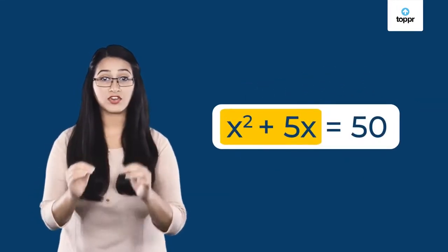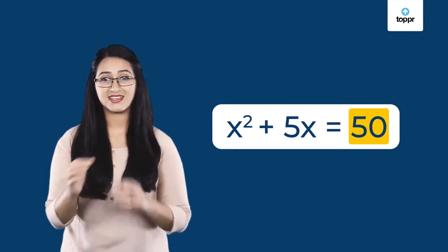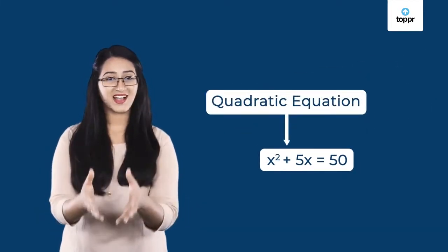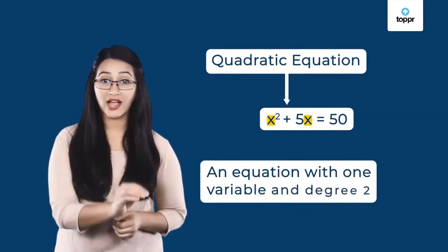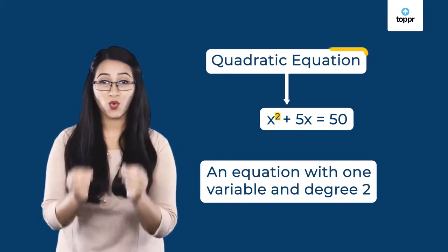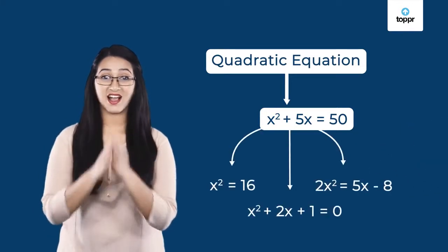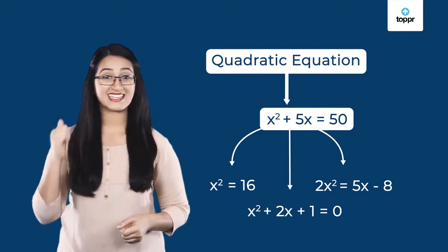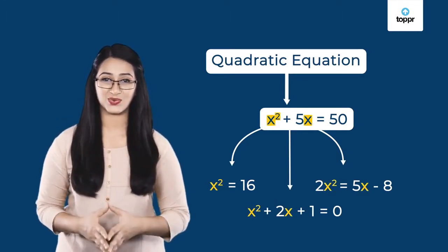And when a quadratic polynomial is equated with something, we call it a quadratic equation. In other words, we can say that equations with one variable and degree 2 are called quadratic equations. So all these equations are examples of quadratic equations since they have just one variable and the degree is 2.